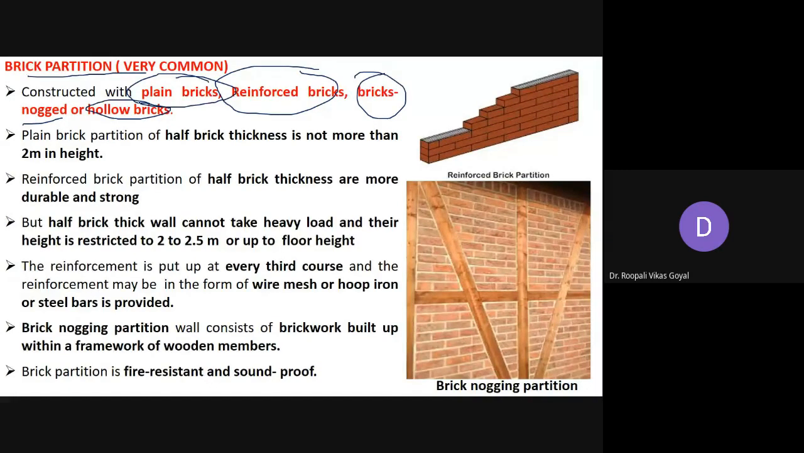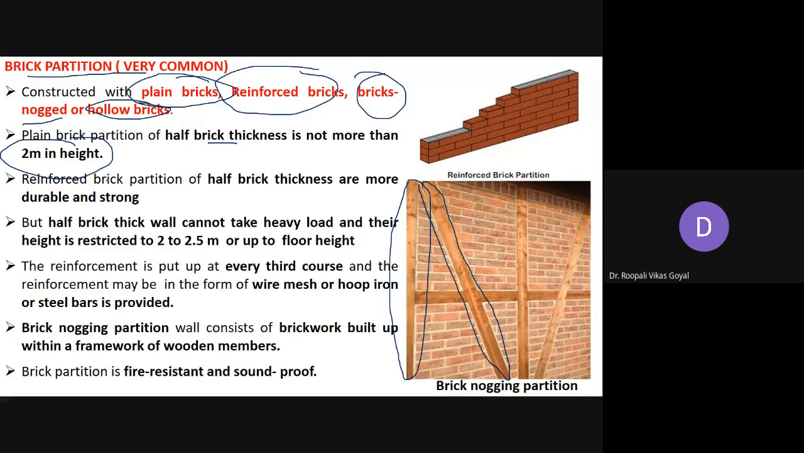Whenever we are talking about brick nogging, the meaning is that we are using certain timber framing. Timber framing के अंदर आपको brick partition लगाना है. So that is brick nogging. Or hollow brick also you can utilize. So generally if you are going for the plain brick partition of half brick thickness, it is not utilized for more than 2 meter height. 2 मीटर से ज़्यादा हाइट के लिए आप यूज नहीं कर सकते, ठीक है.